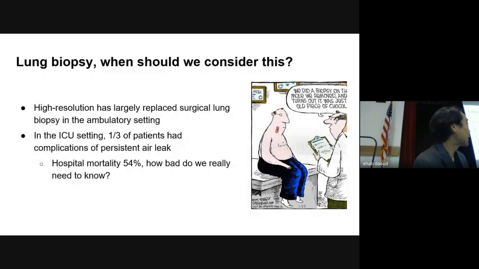So in that setting, with a hospital mortality of 54%, how badly do we really need to know? Probably not so much for most patients. I can't say no patient in the intensive care unit ever deserves at least a thought of whether or not they need lung biopsy. But most patients don't.